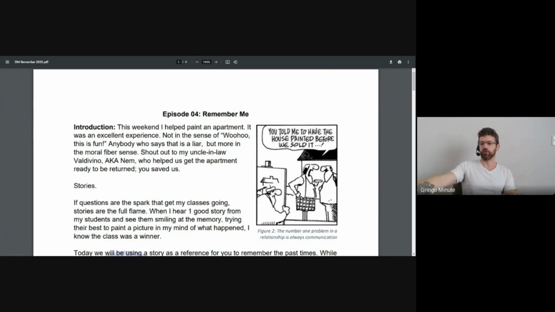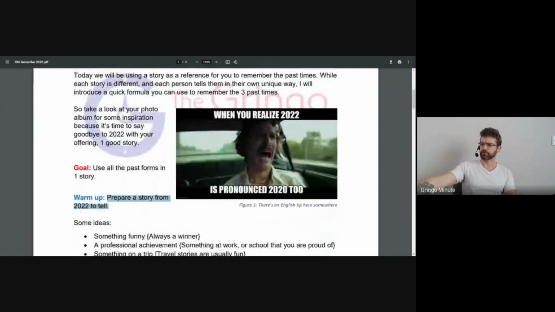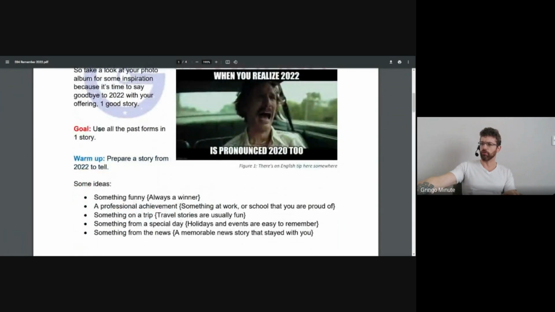All right. So, this is our introduction and our goal. It's going to be to use all the past forms in one story. It's a quick exercise. We will see in a bit. It's about how we can use all 3 forms. Really, there are just 3 forms to guarantee that you are comfortable with the variations of the past.